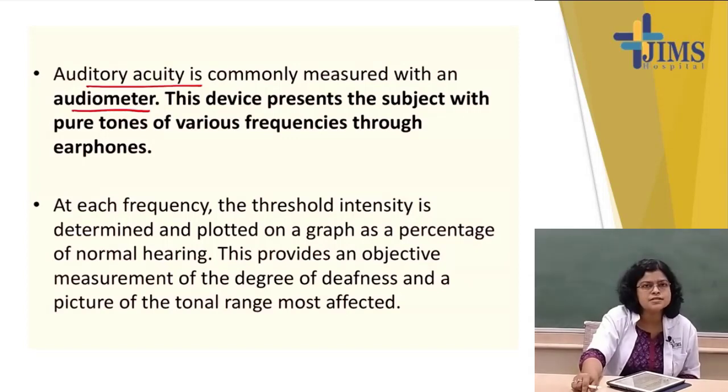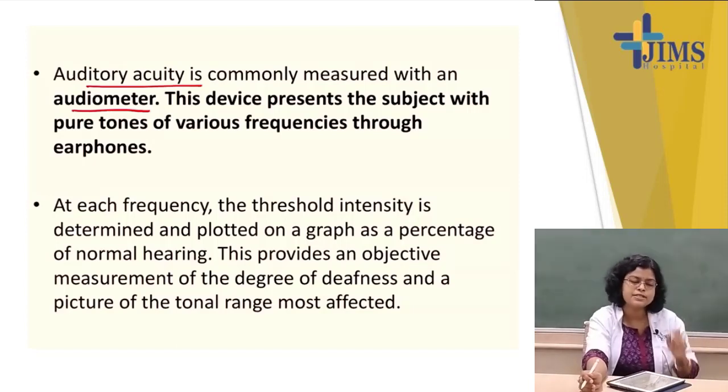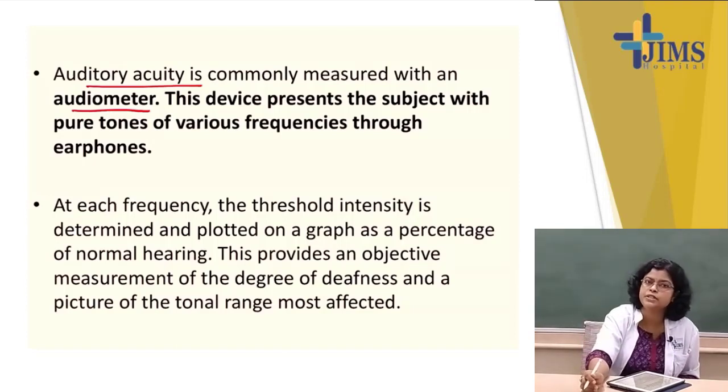Now, what about sensory neural deafness? In sensory neural deafness, it will be Rinne positive. Air conduction is more than bone conduction, but intensity is diminished. Okay, intensity is diminished from normal. Okay, so this is about Rinne's test for conductive and sensory neural deafness. Now you will go for Weber's test.